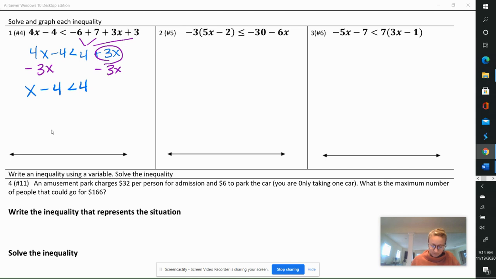So our last step would be to add 4 to both sides. And our solution is x is less than 8. Fill out your number line. We would want it open at 8 because 8 is not included. And it's all values less than, so we shade to the left.